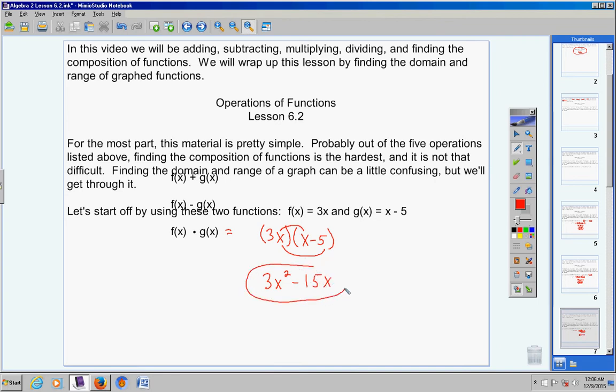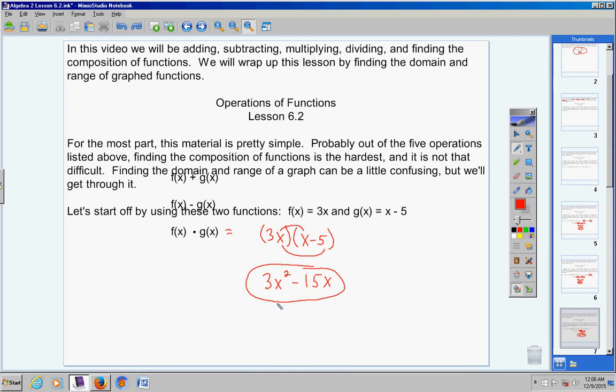Now, some students make the mistake of combining these two terms together. A positive 3 and a negative 15 would be a negative 12x, or 12x squared, whatever. That's not correct, guys. Remember, you can only add or subtract or combine, whatever word you want to use, like terms. This is an x squared term. This is an x term. They're unlike terms, so you cannot combine them.